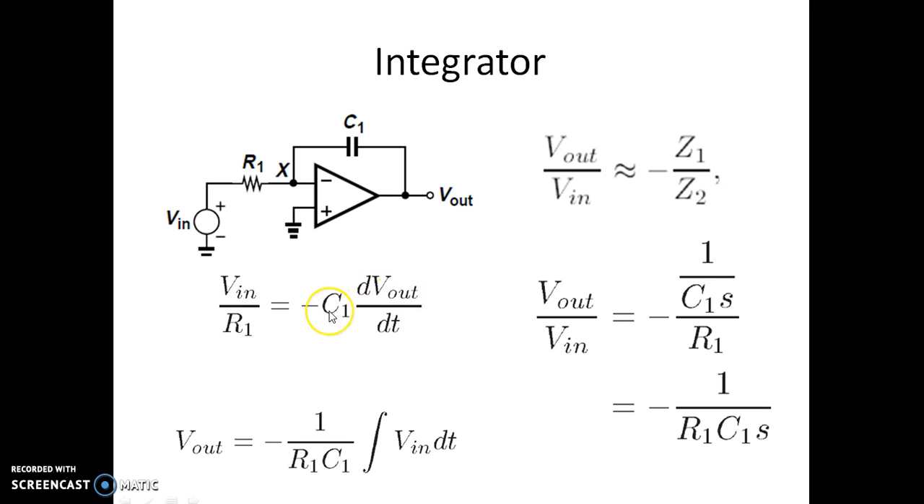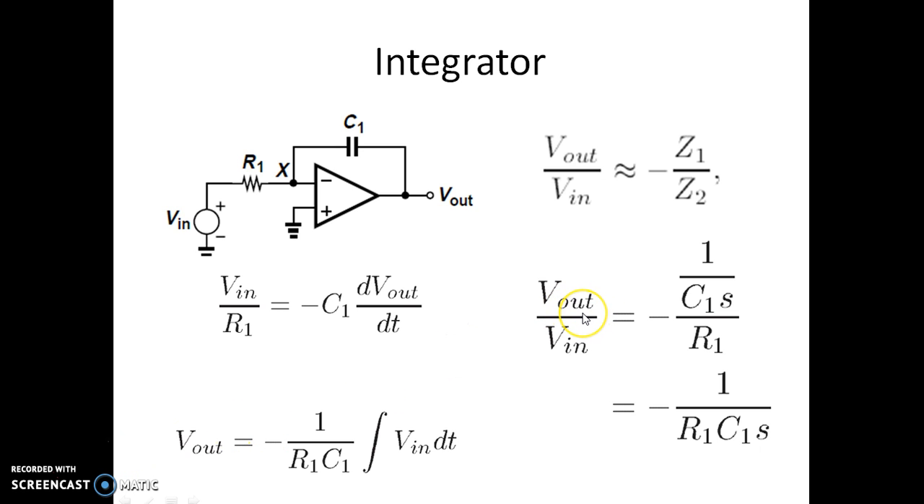derivative of the output voltage, because we know that current through a capacitor is nothing but C into dV by dt. So here the voltage is Vout, the differential voltage will be dVout by dt. So finally the output expression can be written as minus 1 over R1 C1 integral of Vin into dt. So this shows that the output voltage is the integration of the input voltage. So that's why the name integrator.